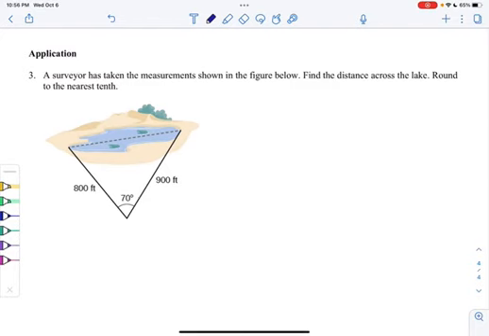A surveyor has taken the measurements shown in the figure below. Find the distance across the lake. Round to the nearest tenth. Okay, well, it looks like we have a triangle, so that's good.